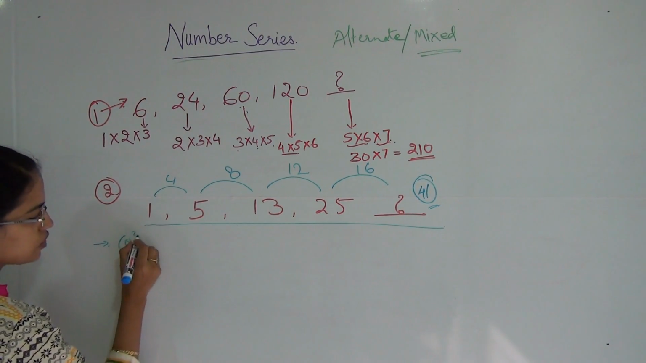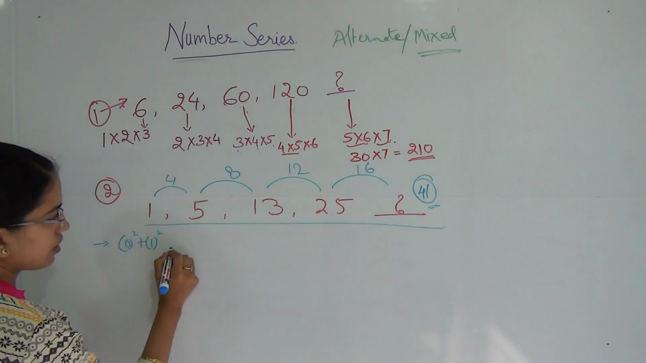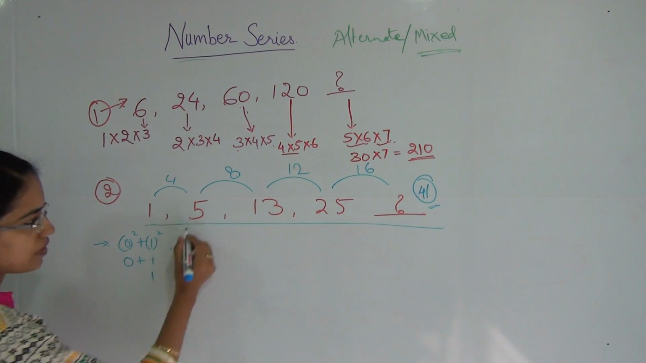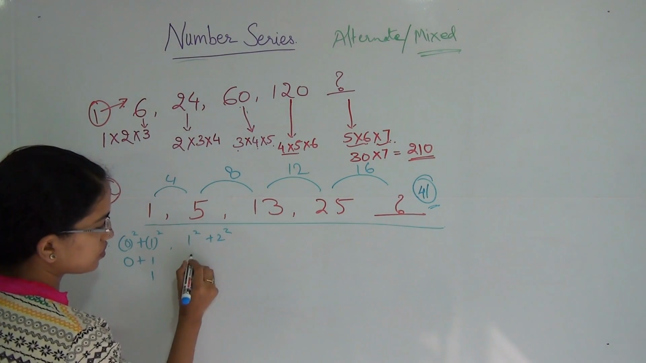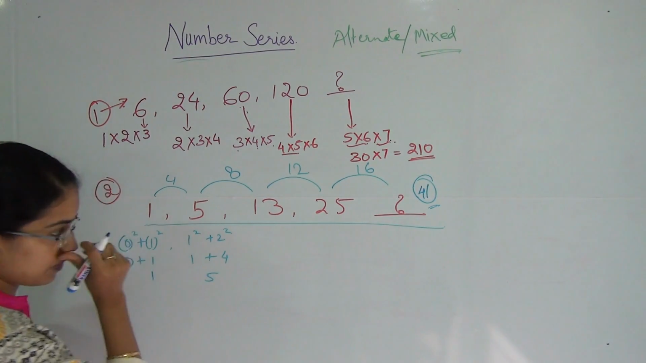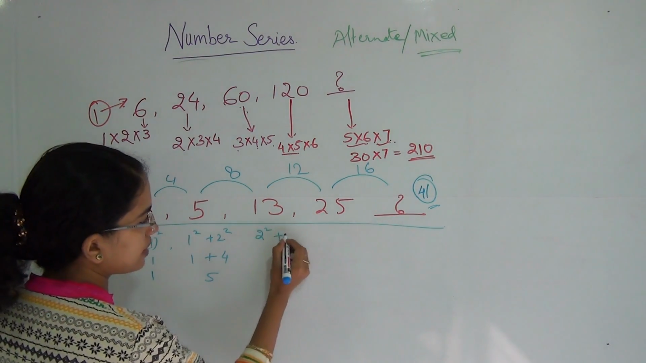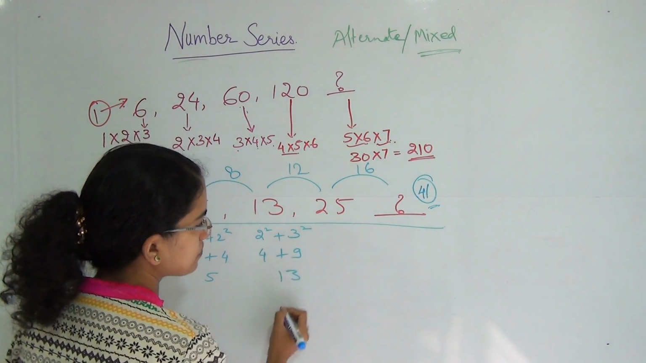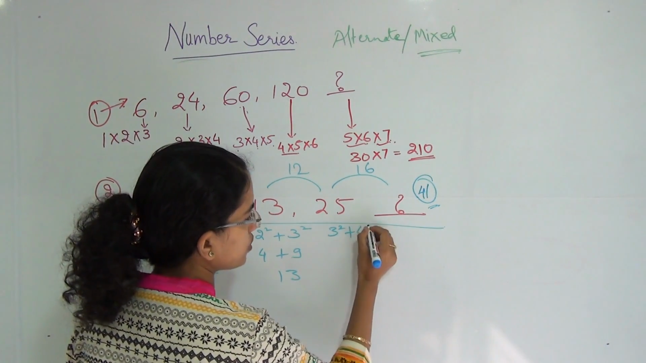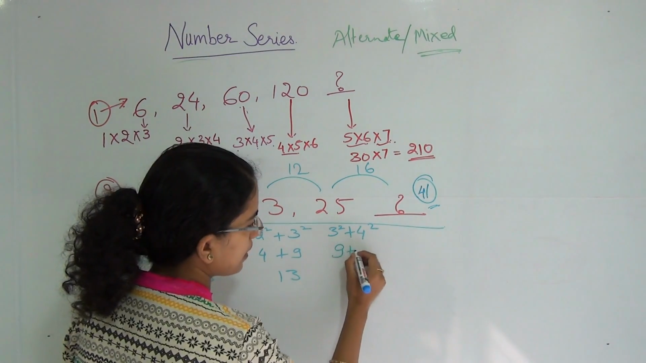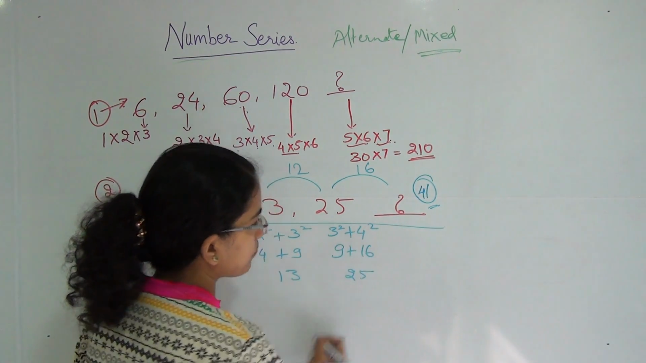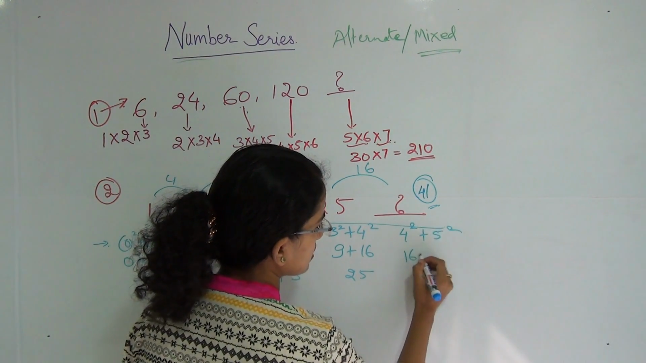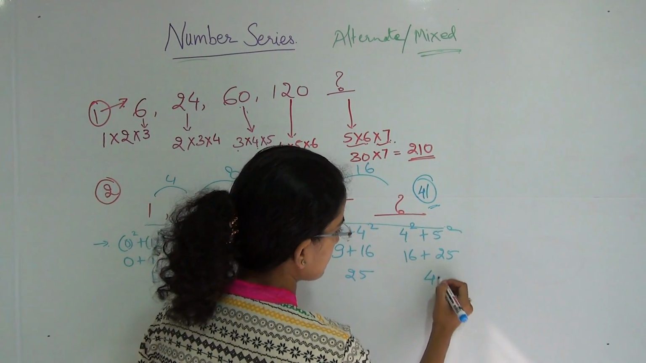So here I can say it's 0 square plus 1 square. So 0 square is 0, and 1 square is 1. So 0 plus 1 is 1. Here I can say it's 1 square plus 2 square. So it's 1 plus 4. That's 5. Here I can say it's 2 square plus 3 square. So it's 4 plus 9. That's 13. So here it's 3 square plus 4 square. That's 9 plus 16. So it's 25. And here I can say the last number would be 4 square plus 5 square. That's 16 plus 25. And that is 41.